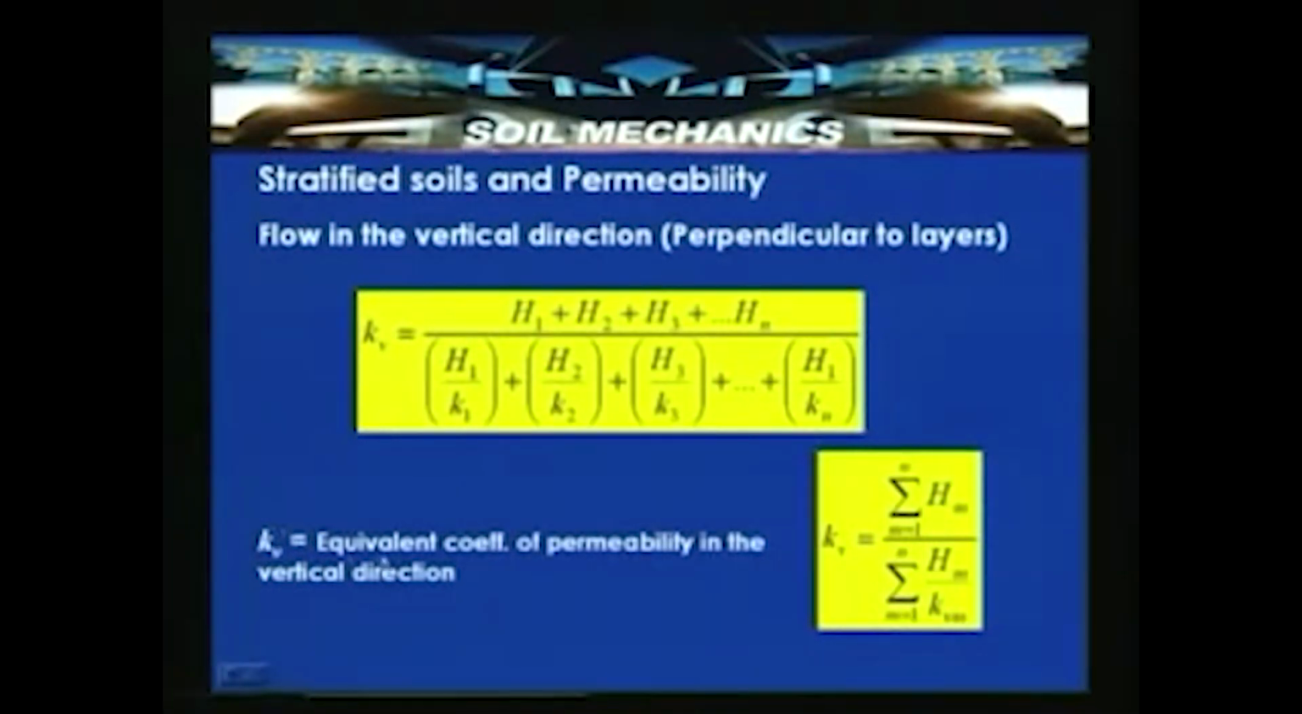So, the equivalent coefficient of permeability in the vertical direction, k_v, is equal to the summation of all the thicknesses of the layers through which the vertical flow is occurring, divided by the summation from m = 1 to n of h_m by k_vm. Here k_vm is the vertical permeability of that particular layer. For example, if m = 1, it refers to the first layer, and if m is n, it refers to the nth layer. So, you can see we have determined the equivalent coefficient of permeability for stratified layers, using again the fundamentals we have discussed.